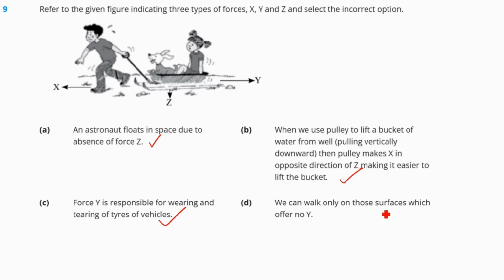We can walk only on those surfaces which offer no Y. No, we cannot walk on surfaces that do not offer frictional force. Frictional force is very much required for our movement. So this is our incorrect statement and the correct answer for this question.